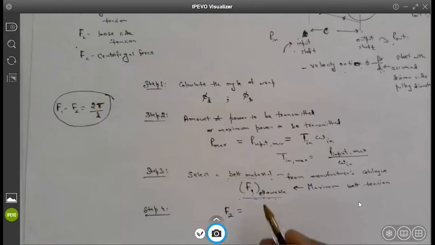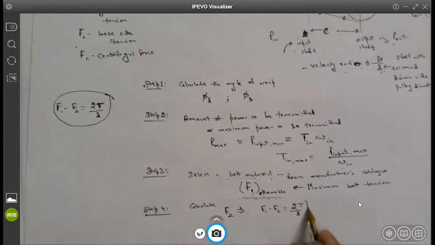Yes. Yeah. So basically calculate F2 from this expression, F1 minus F2 is 2T over D. Using this expression, calculate F2, where F1 is the allowable value. So use F1 allowable, put it in this expression, and determine F2.